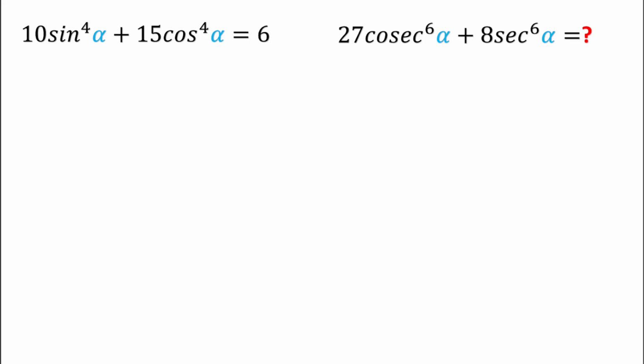Hello everyone. In this question, one trigonometric equation is given, that is 10 sin 4α + 15 cos 4α = 6. Then we have to find the value of this expression, that is 27 cosec 6α + 8 sec 6α.